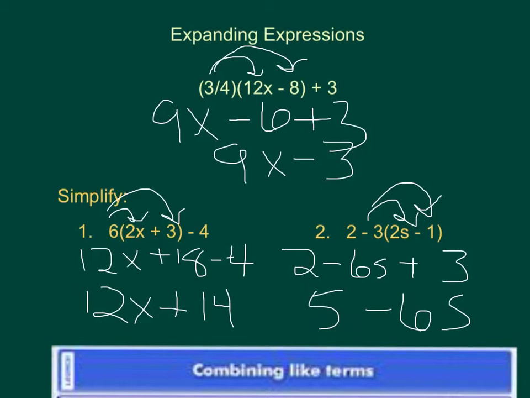In the second example, notice when I distributed the number outside of the parentheses, I distributed a negative 3, not just a 3. Since it's 2 minus 3 times the quantity of 2s minus 1, I need to distribute the negative with it. So negative 3 times 2s gave me negative 6s, and negative 3 times negative 1 gave me positive 3. Then I simplified by combining my like terms and got that the expression simplified to 5 minus 6s.